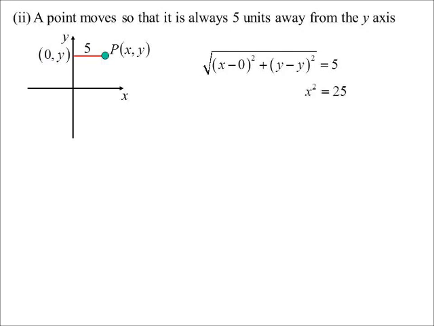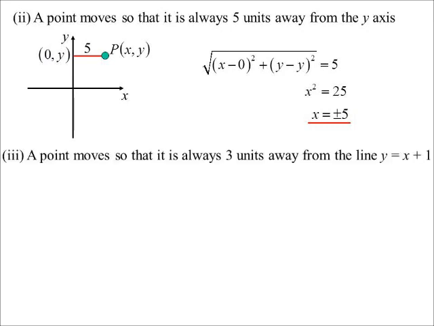So x squared is 25, and we get an answer you might not have expected when you first thought of it. Actually there are 2 possibilities. I never said it was on the right-hand side of the y-axis. It could be on the left-hand side of the y-axis. So there are actually 2 possibilities here. It could be x equals plus or minus 5.